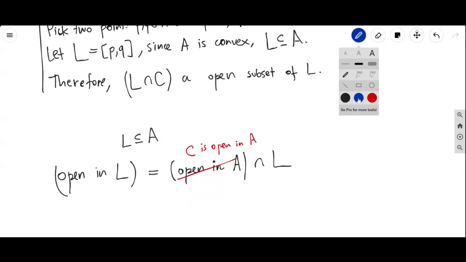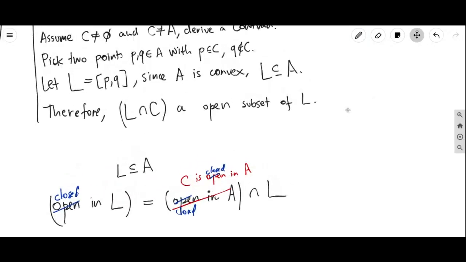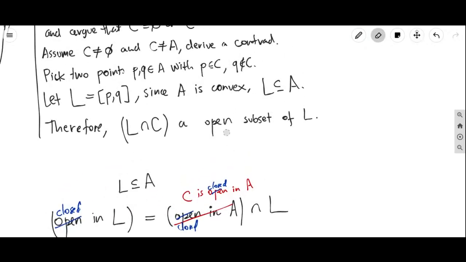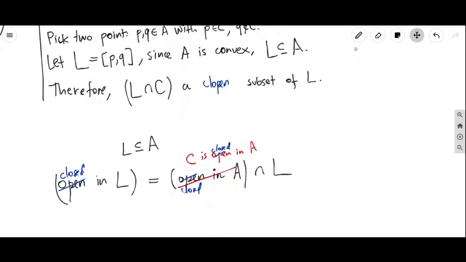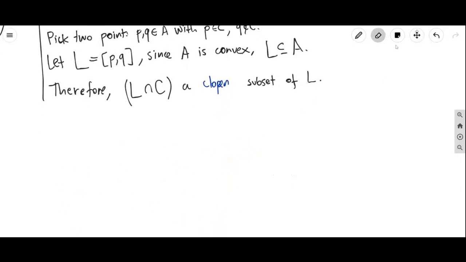And then you can do the exact same thing with closed sets. So something would be closed in L if it's closed in A intersected with L. But C is also closed in A. So therefore, L intersect C is open and closed. So you would just say this is a Clopen subset of L. Okay? So that's what it has to do with.